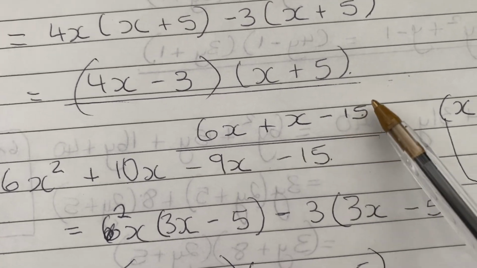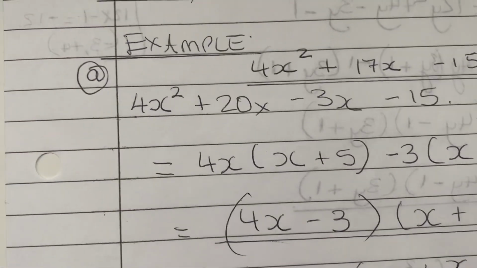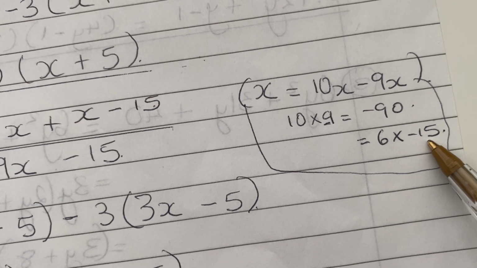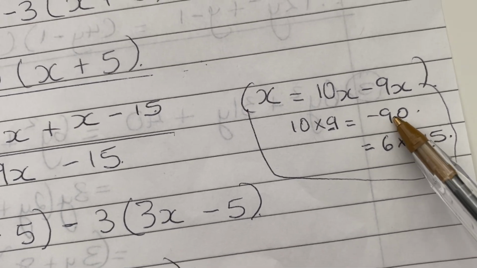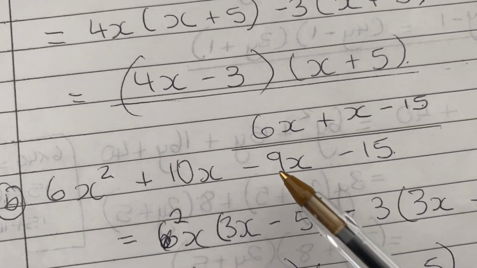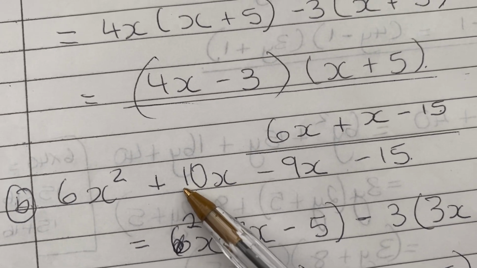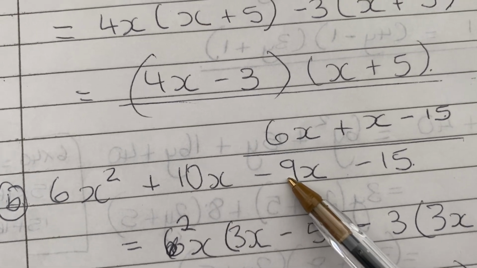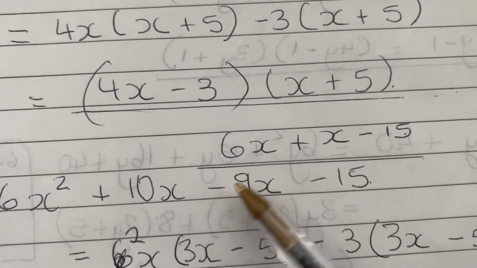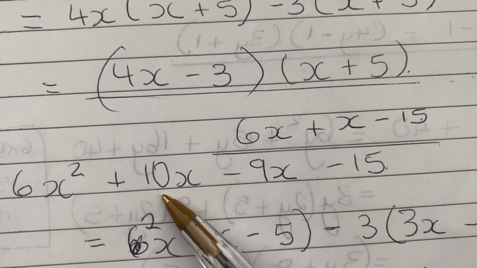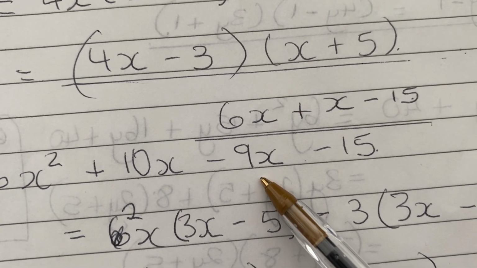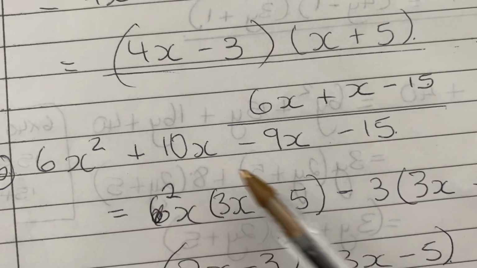6 times minus 15. Here, 6 times minus 15 will give me minus 90. So 10 and 9: if I make it plus 10 minus 9, then I'll have x. So in place of x, I'll put a plus 10 minus 9. Okay, so now I have 4 terms.